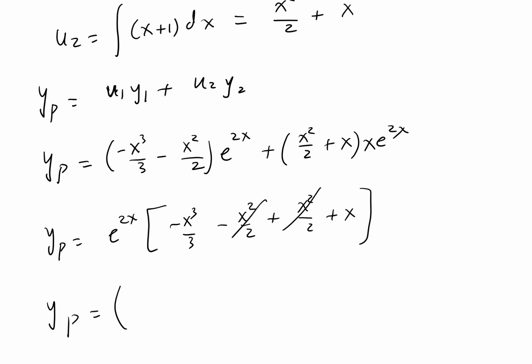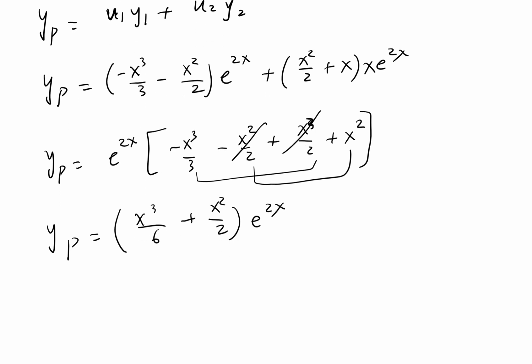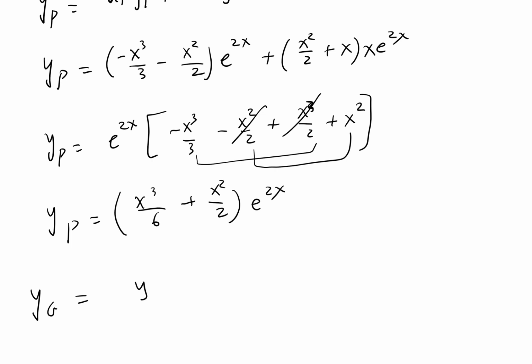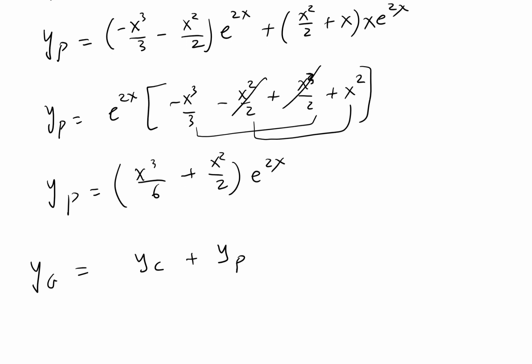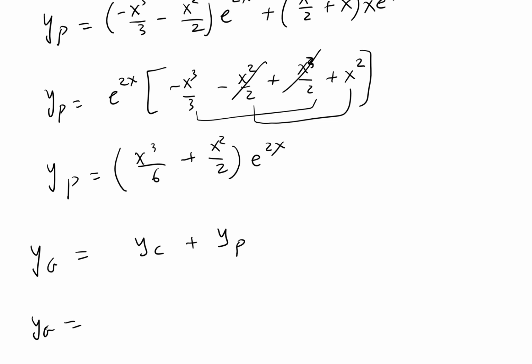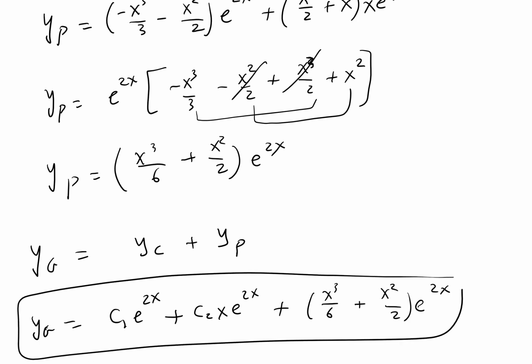Actually no, there's a cube here and a square there. So these combine to x cubed over 6, and these two combine to plus x squared over 2, times e to the 2x. That's the particular solution. Therefore, the general solution is yc plus yp. yc, we found it was c1 e to the 2x plus c2 x e to the 2x, plus the one we just found, x cubed over 6 plus x squared over 2 times e to the 2x. That's the general solution.